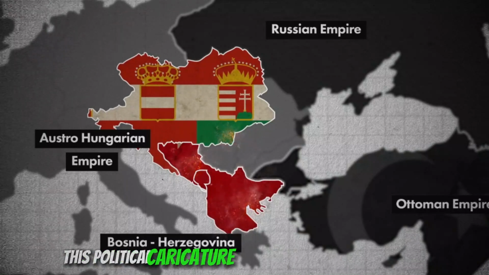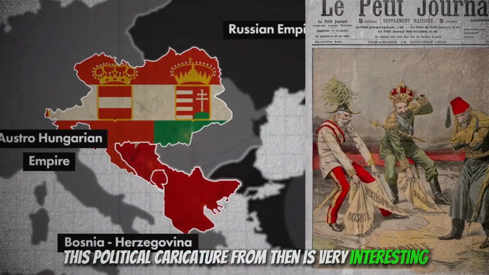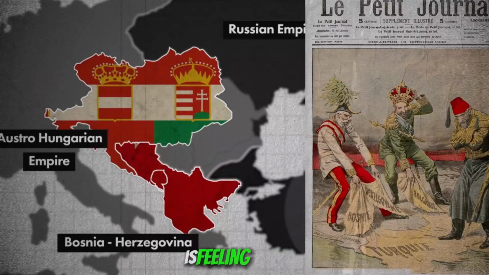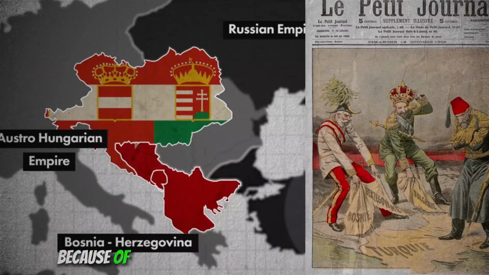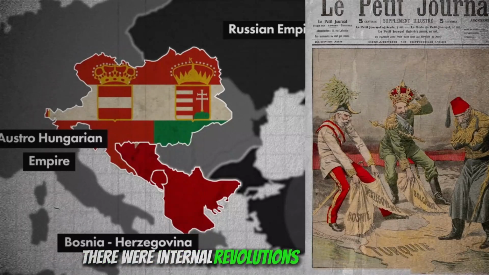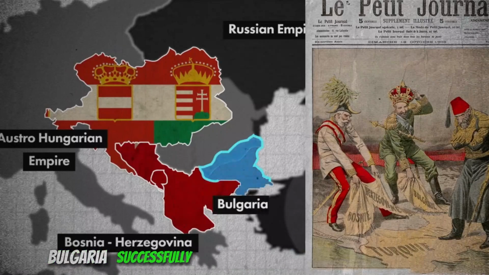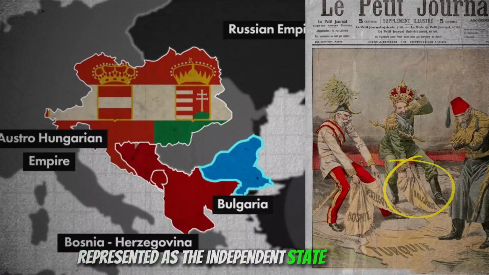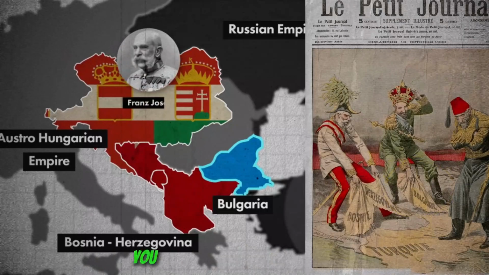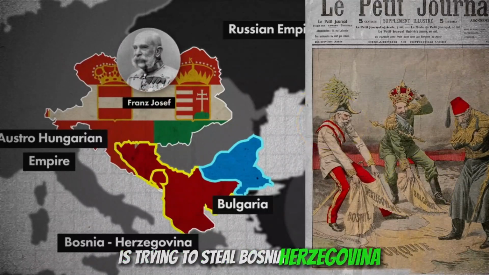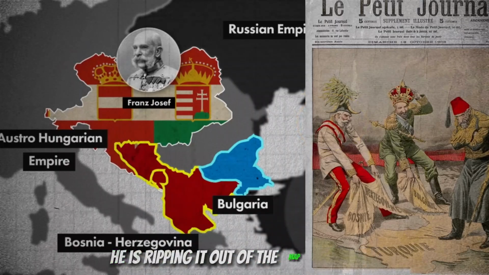This political caricature from then is very interesting. The Ottoman Sultan, with his folded hands, is feeling helpless. Because of the internal problems in the Ottoman Empire, there were internal revolutions. During this time, Bulgaria successfully separated from the Ottoman Empire, represented as the independent state in the middle. On the left, you can see the Austrian Emperor Franz Joseph is trying to steal Bosnia-Herzegovina. He is ripping it out of the map to steal it.